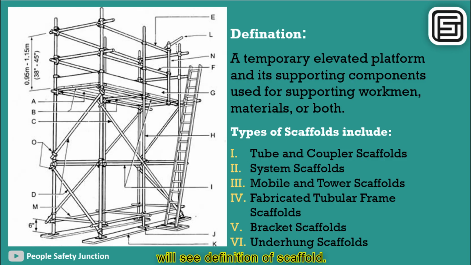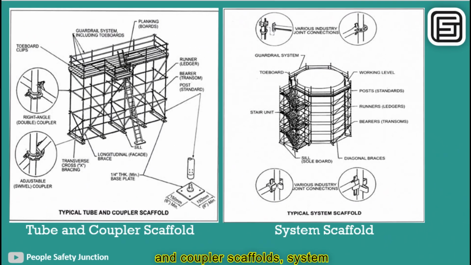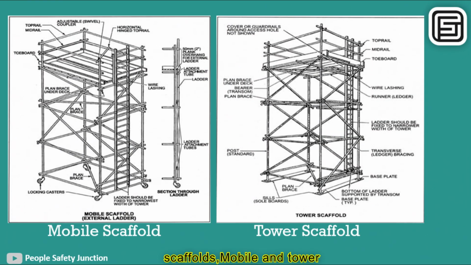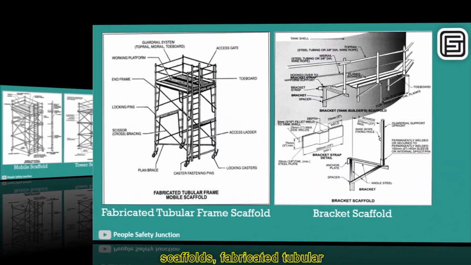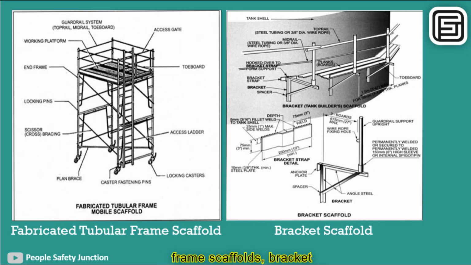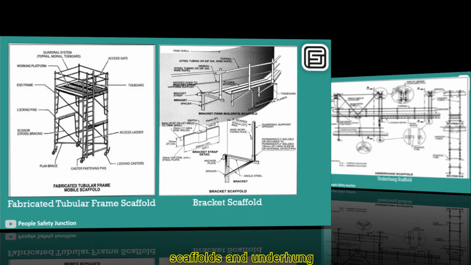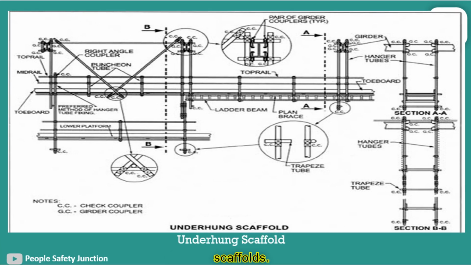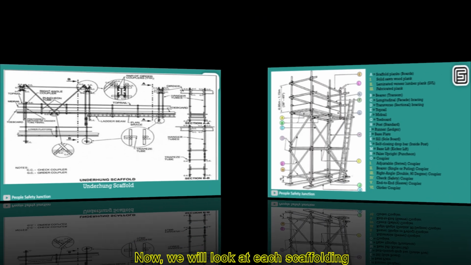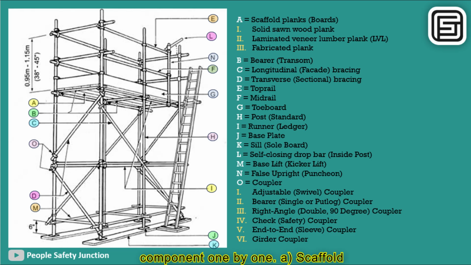Now we will see the definition of scaffold. Scaffold is a temporary elevated platform and its supporting components used for supporting workmen, materials, or both. Types of scaffolds include tube and coupler scaffolds, system scaffolds, mobile and tower scaffolds, fabricated tubular frame scaffolds, bracket scaffolds, and underhung scaffolds. Now, we will look at each scaffolding component one by one.